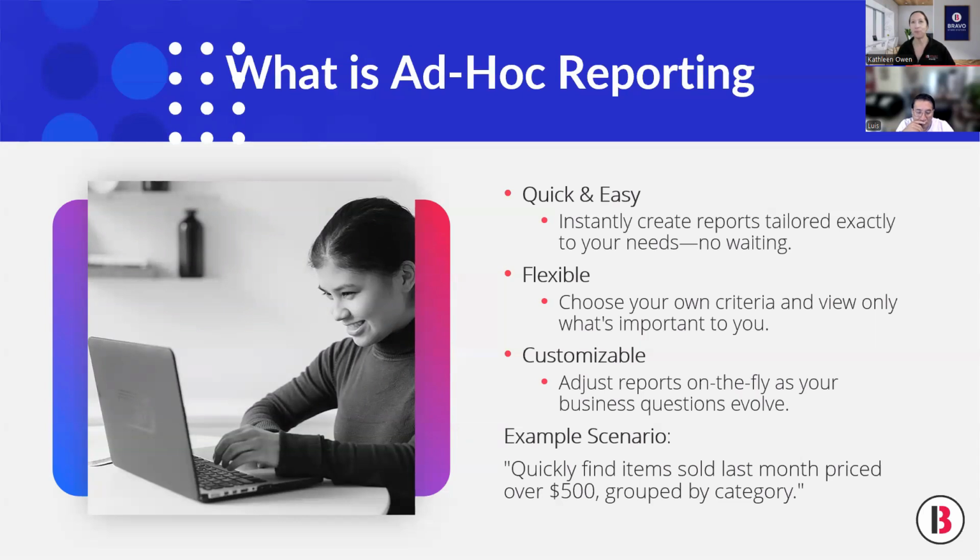Need a quick example? Let's say you want to know which items you sold last month priced over $500, grouped neatly by category. Ad hoc reporting lets you do that in a few clicks. It's quick, flexible, and fully customizable to your everyday needs. Simply put, ad hoc reporting saves you time, gives you control over your data, and helps you make smarter, faster decisions for your business. It's like having the exact report you need whenever you need it.